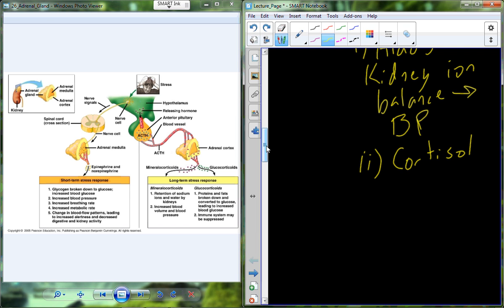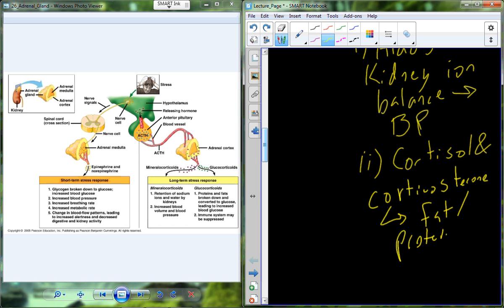The cortex is also going to produce a couple hormones that are related to fat metabolism and protein metabolism. One is cortisol, the other one is corticosterone. So these are going to be produced and they will help to regulate fat and protein metabolism.